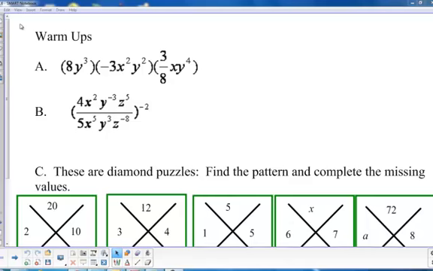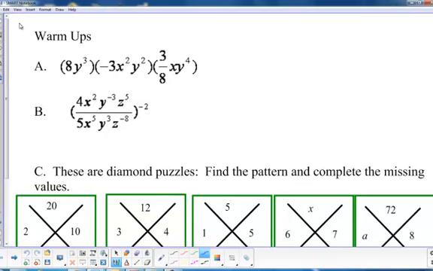Welcome back. We are in Chapter 7, Section 6. And a couple warm-ups just to recap earlier in this unit.